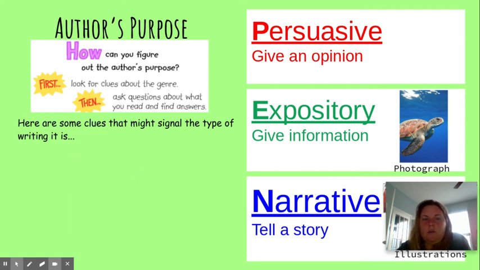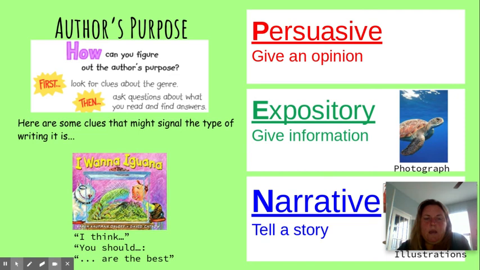Here is another clue that might signal the type of writing it is. So, I Want an Iguana, but look underneath that. In the story, I Want an Iguana, you see things like, I think, you should, this is the best. When an author says those kinds of things, he's trying to persuade you. He's going to write a persuasive text, and he's giving you an opinion why he thinks you should have an iguana.